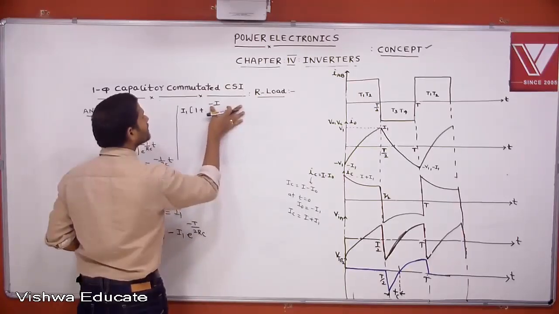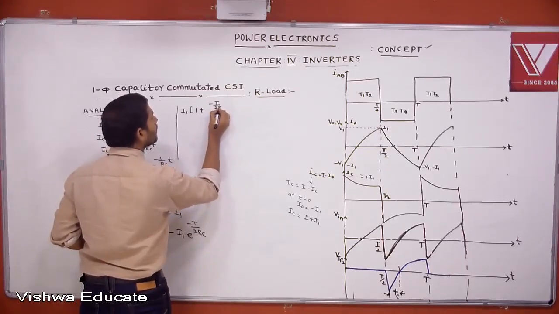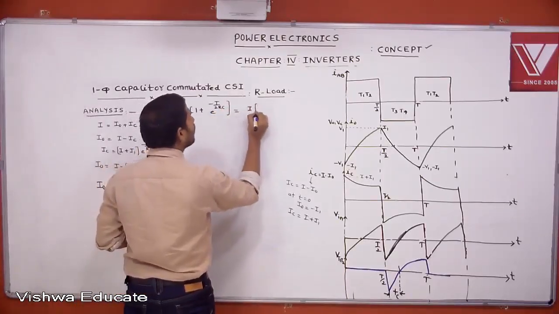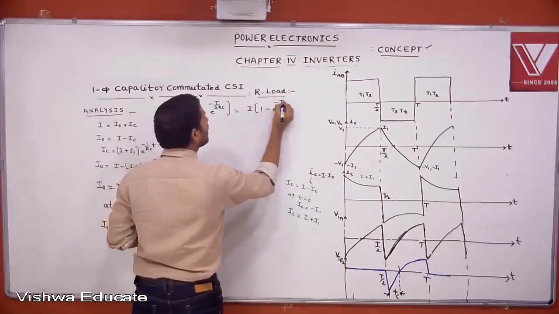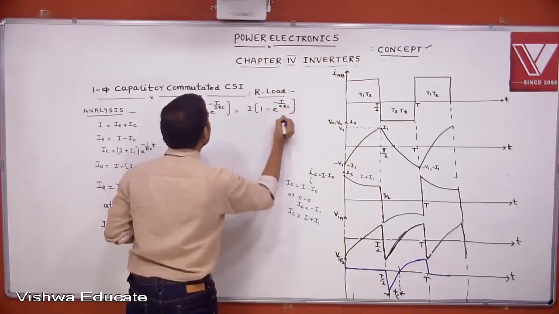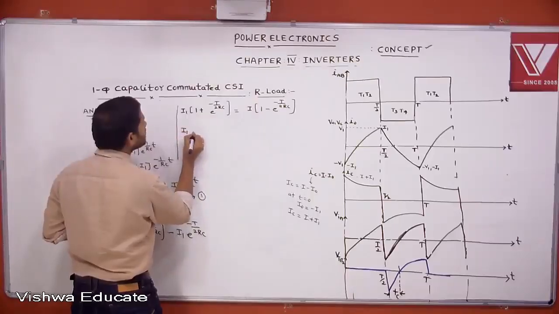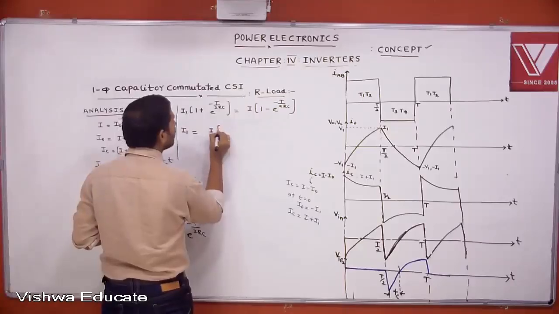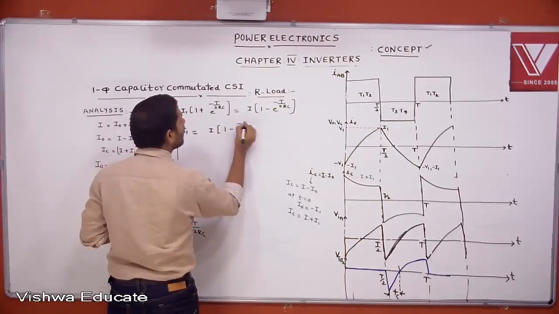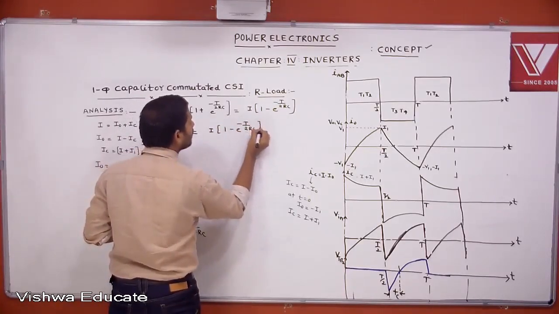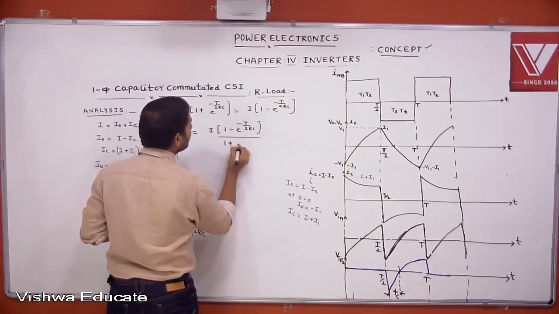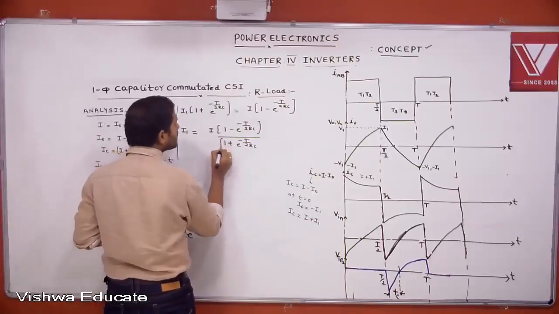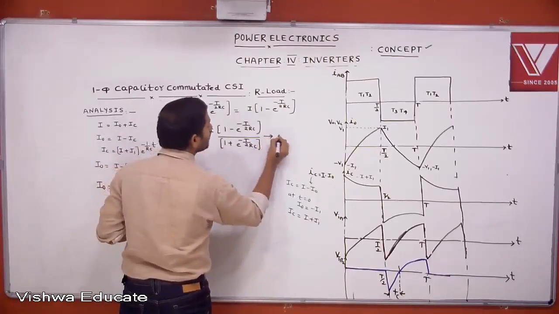I1 into 1 plus e power minus T by 2 RC is equal to, then what you get? I into 1 minus e power minus T by 2 RC. Then what is the expression for I1? The expression for I1 equal to I into 1 minus e power minus T by 2 RC, by 1 plus e power minus T by 2 RC. This is the expression for I1. Let this be equation 2.